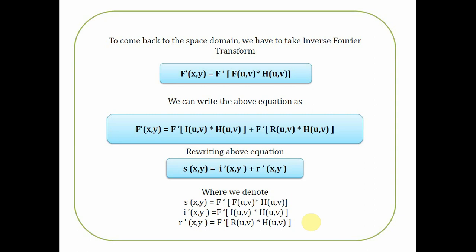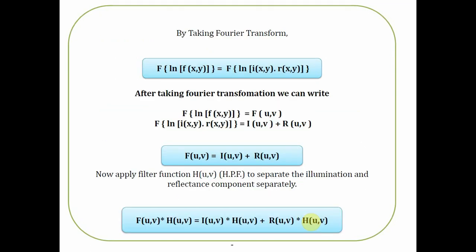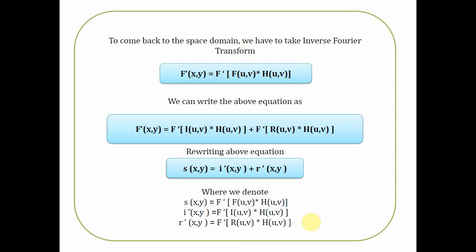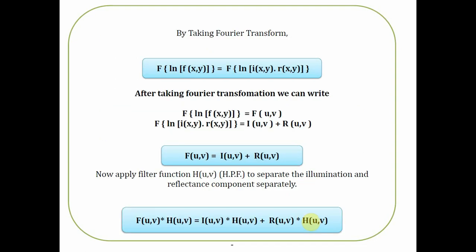Till now we are dealing with the frequency domain. In order to get back into the space domain, again we will take the inverse Fourier transform. So we can represent the new function f dash of xy as the inverse Fourier transform of F of uv into H of uv. That is this function. So we are taking the inverse Fourier transform on this function.